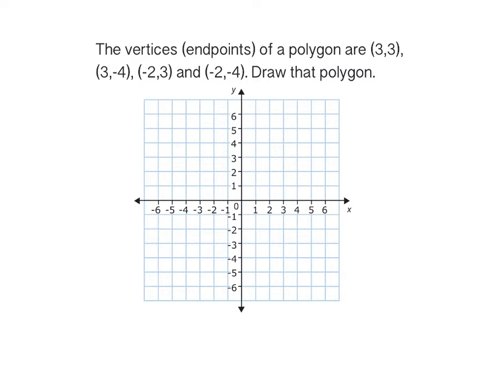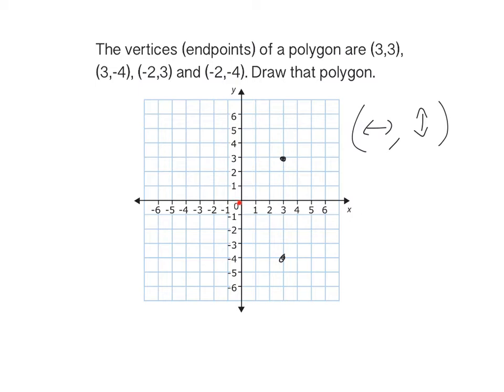So (3, 3): we go left or right first, and then we go up or down, right? So we're going to go right 3 because it's positive 3, and then up 3 because it's also positive 3. (3, -4), I'm going to go right 3, and then down 4. Puts me right there. That's right 3 and down 4.